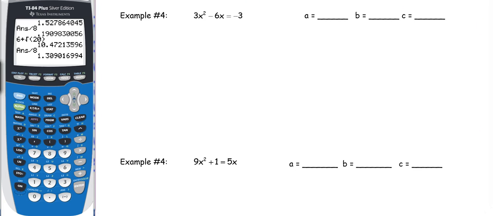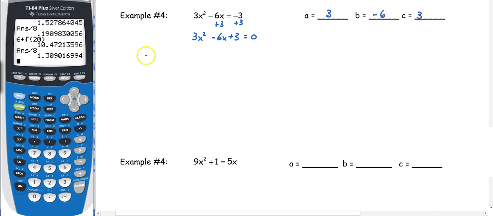So in this case, I need to move the 3 to the other side first. And we get 3x squared minus 6x plus 3 equals 0. So my a value is 3, my b value is negative 6, and my c value is 3. So I'm going to substitute again. So x equals negative times the b value plus or minus the square root of b squared minus 4 times a times c, all over 2 times the a value.